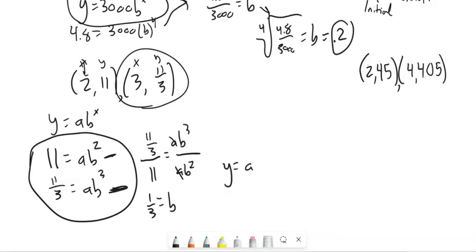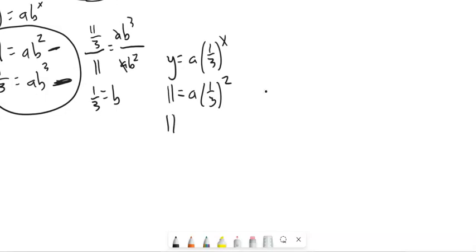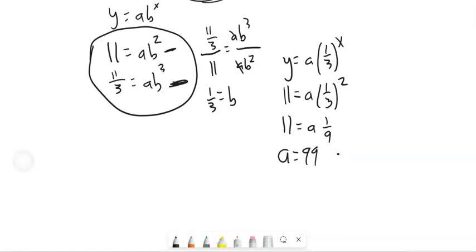Y equals A times 1/3 to the x. Now I'm just going to grab one of these equations and shove it back in there to solve for A. So let's see. X is 2, Y is 11. So 11 equals A times 1/3 to the second power. So this would be 11 equals A times 1/9. Multiply both sides by 9. A equals 99. So I've got both A and B. So my equation would be 99 times 1/3 to the x.